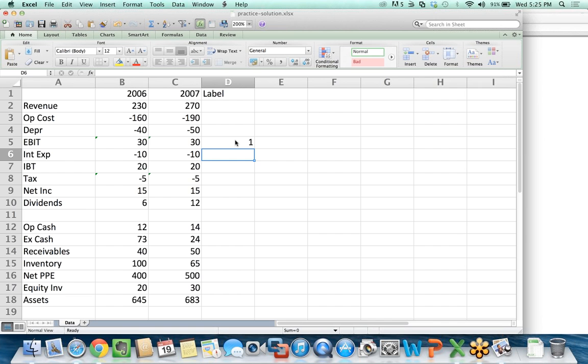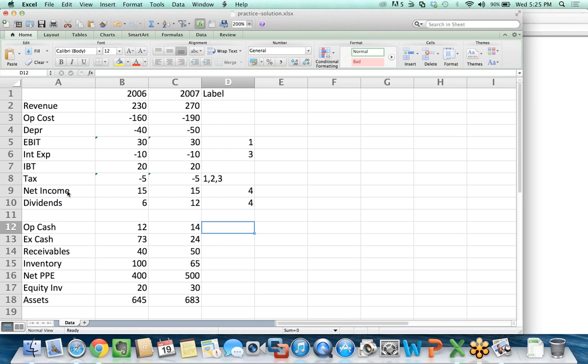Interest expense comes from the debt, so that is 3. Taxes, 1, 2, and 3. Net income is 4. And dividends, we don't really have to label. It is a 4, a cash flow. It is not going to show up on the income statement because the income statement ends with net income. But nonetheless, it is going to be something important on our cash flow statement.